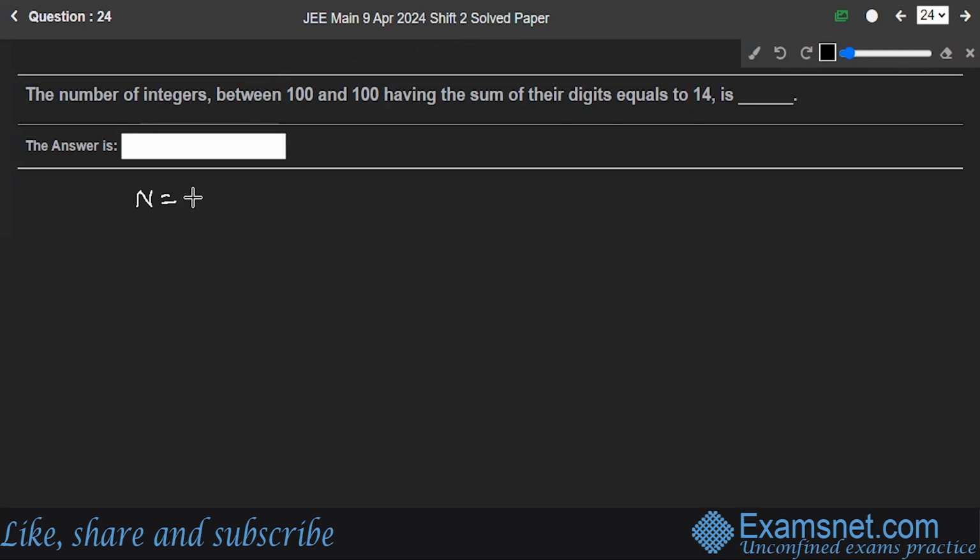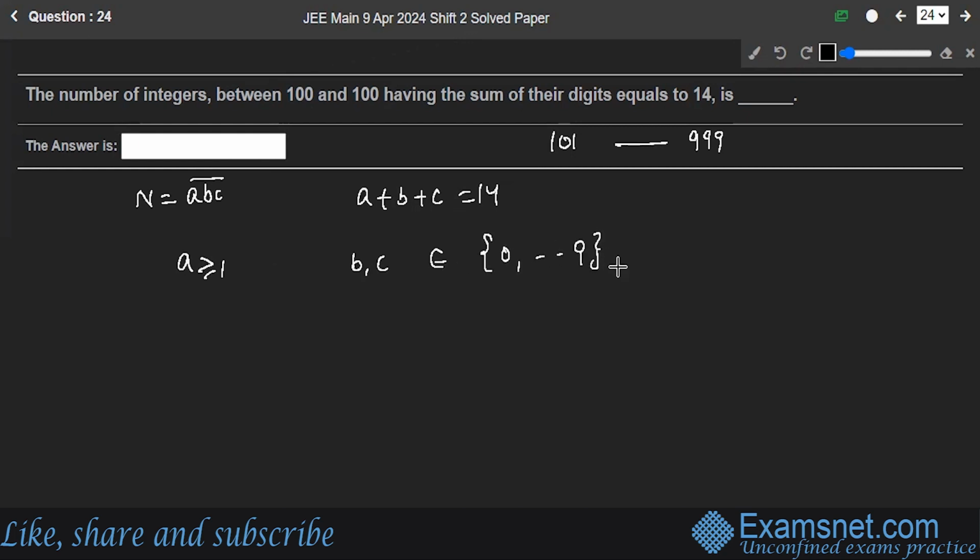Let's say n is that number which is made by three digits a, b, and c. Now, according to the question, the sum of the three digits should be equal to 14. Also, the first digit should be greater than or equal to 1 because you are going to start from 101 and go till 999. So a will be greater than or equal to 1, and b and c can belong to 0 to 9.